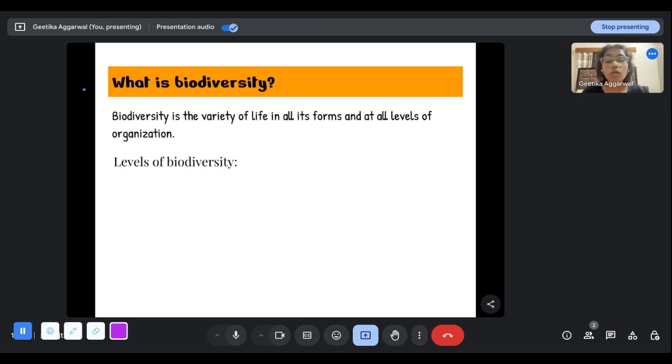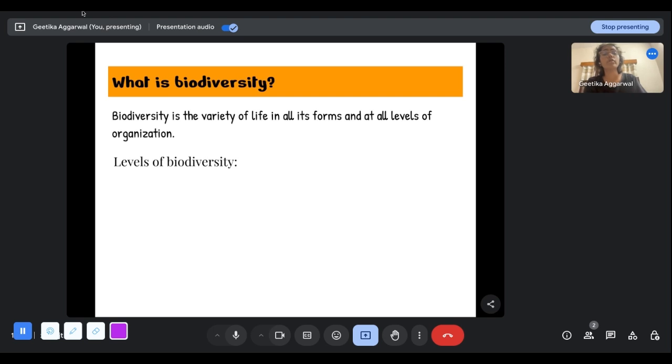Now, what is biodiversity? Now that we've discussed species and speciation and how speciation occurs, and what the different barriers are, let's talk about biodiversity. Biodiversity is the variety of life in all its forms and at all levels of organization. So, when you're talking about variety, biodiversity is when you're talking about variety of life. It can happen in all the forms of life and at all levels of organization.